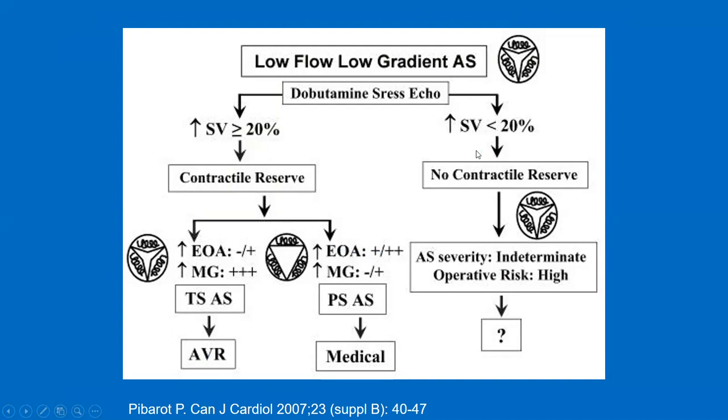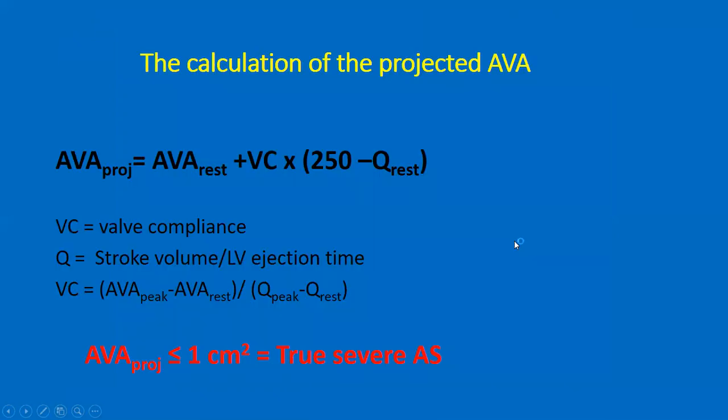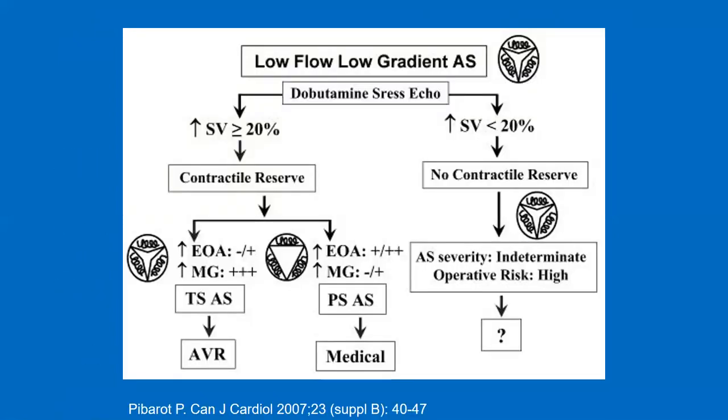The absence of contractile reserve will lead to indeterminate severity of aortic stenosis, as this patient has a higher operative risk. Today, it's recommended this patient should undergo multidetector CT for evaluation of the valvular calcium burden and the threshold I mentioned in the prior slide for severe AS.